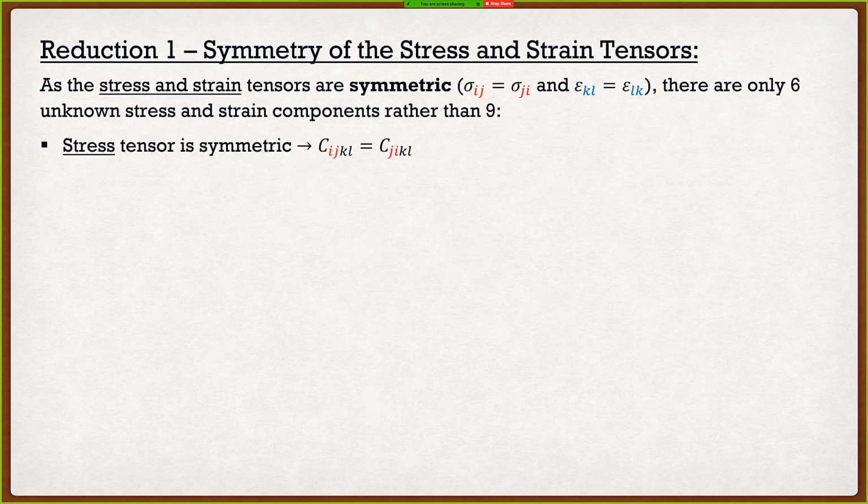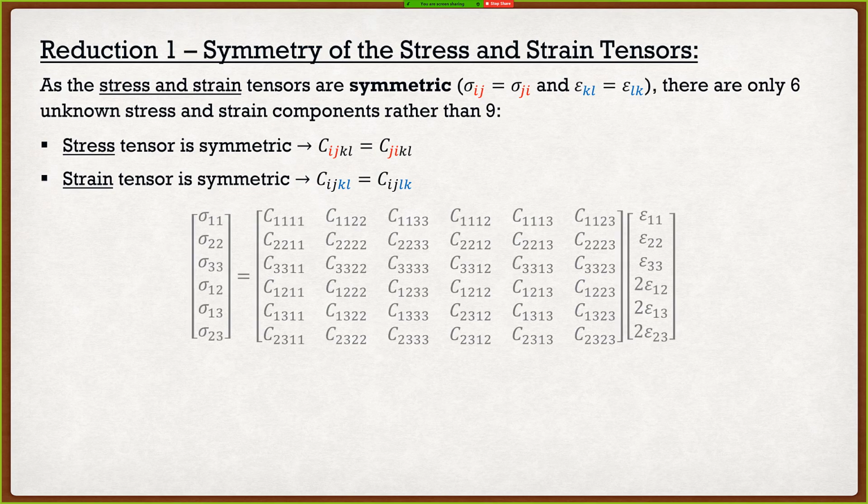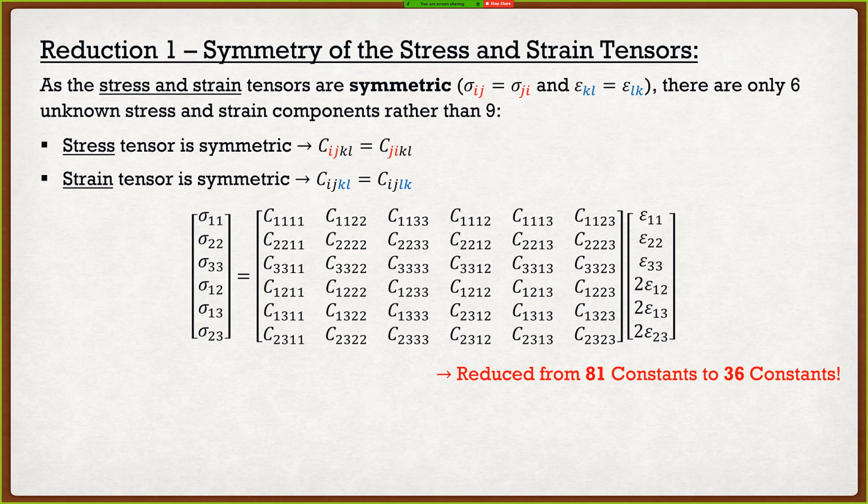If my stress tensor is symmetric, therefore ij is equal to ji, that must hold true for the stiffness matrix as well. And the same thing for the strain tensor: kl must be equal to lk. Therefore, I can simplify it down into a 6 by 6 matrix rather than a 9 by 9. Again, I don't need to know the stress components sigma 21, sigma 31, and sigma 32, because they're exactly the same as sigma 12, sigma 13, sigma 23. We reduced it from 81 constants all the way down to 36. So we're looking pretty good right now.